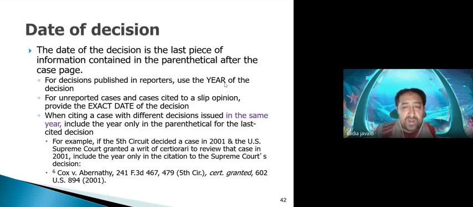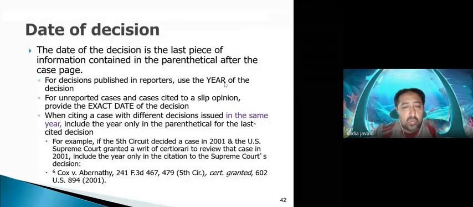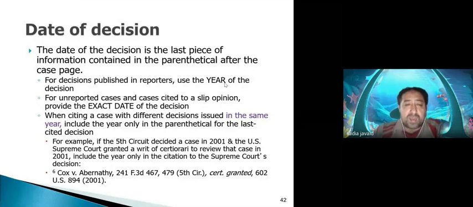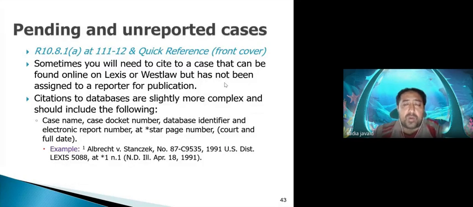When citing a case with different decisions issued in the same year, include the year only in the parenthetical. So you only have to mention the year. But if the report or case is a slip opinion or there is no clarity, then you have to mention the exact date. Pending and unreported cases: as I have already told you, in unreported cases the complete date will be there, not just the year. Complete date means day, month and year.